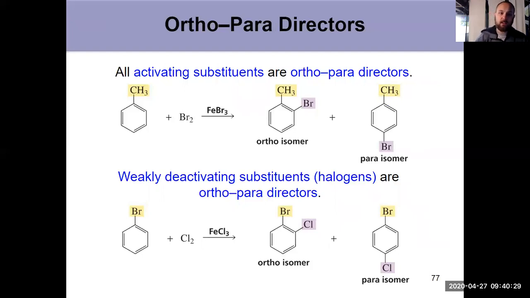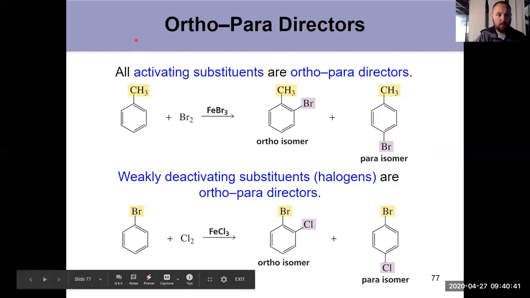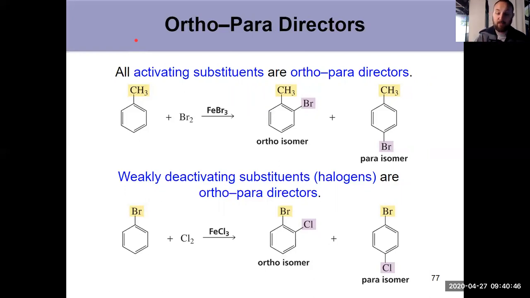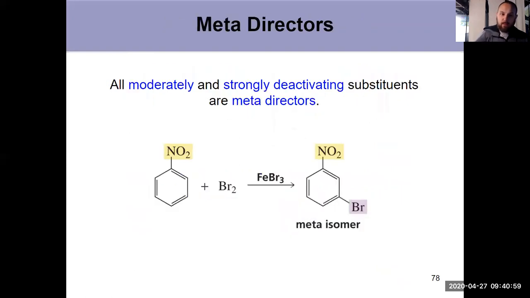Everything that is considered an activating substituent and our halogens, the weakly deactivating substituents, those are all ortho-para directors. So if I have any one of those substituents, strongly activating, moderately activating, weakly activating, or weakly deactivating, any of those four classes will put the next substituent in the ortho or para position for a reaction that you're doing. Flip side of that, things that are moderately or strongly deactivating will direct substituents to the meta position.